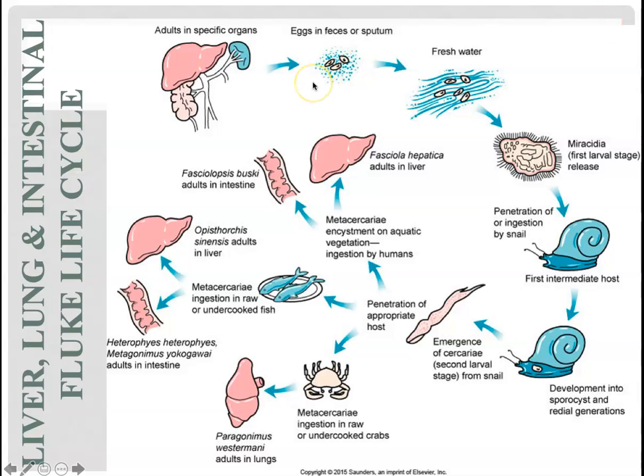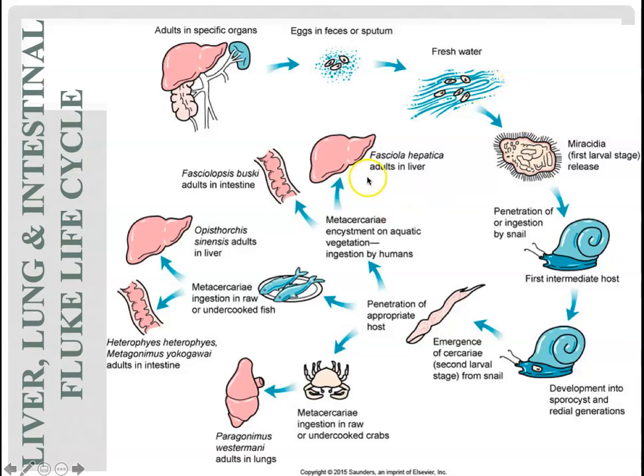So at the top, eggs are getting shed from humans. So it could be eggs in feces or eggs in sputum. Which one already do you think we're going to get eggs in sputum from? It was our 1 lung fluke, which was Paragonimus westermani. So remember, all the eggs have to reach water to mature.